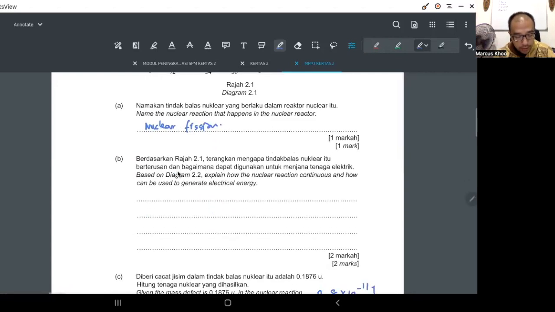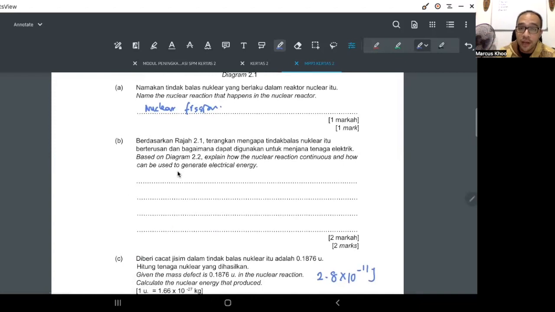Now, based on diagram 2.2, explain how the nuclear reaction becomes continuous, and how it can be used to generate electrical energy. This is a 2-mark question. So how does it become continuous? It becomes continuous through a chain reaction.